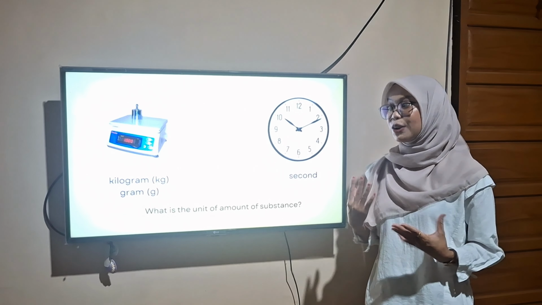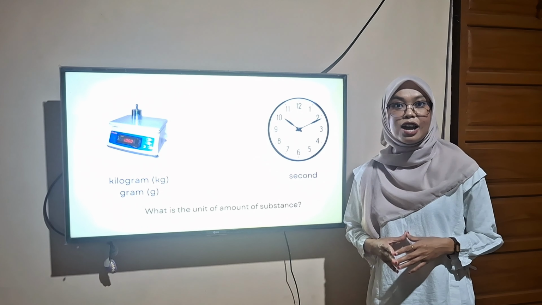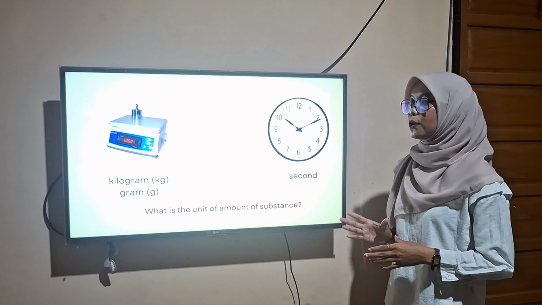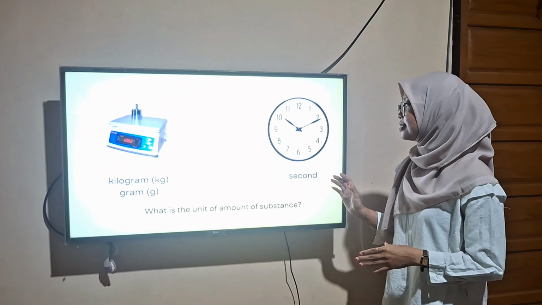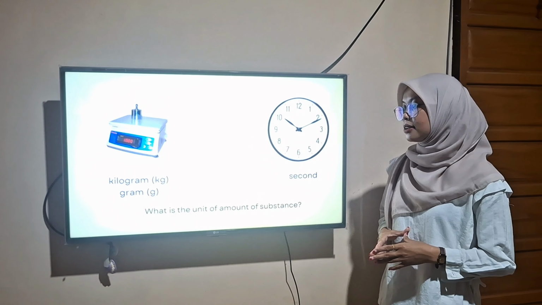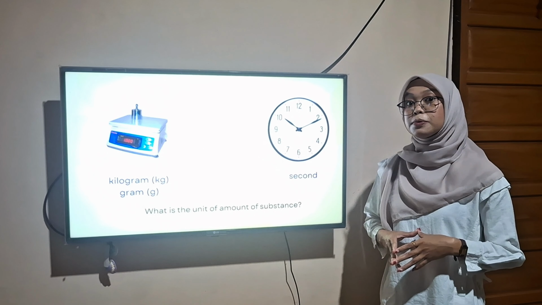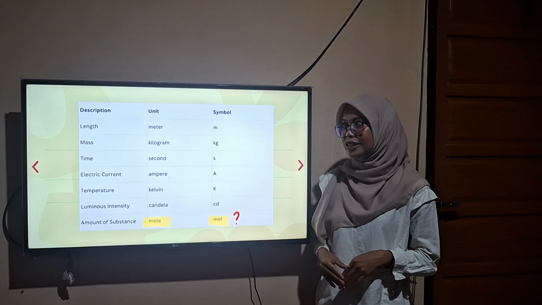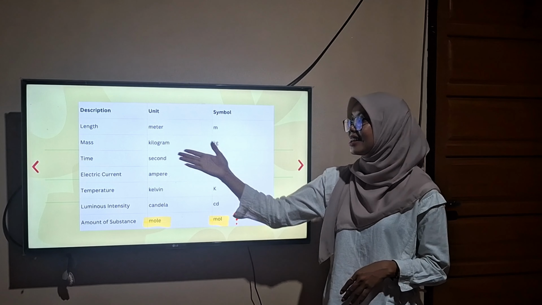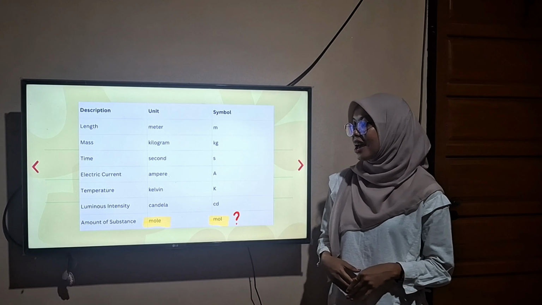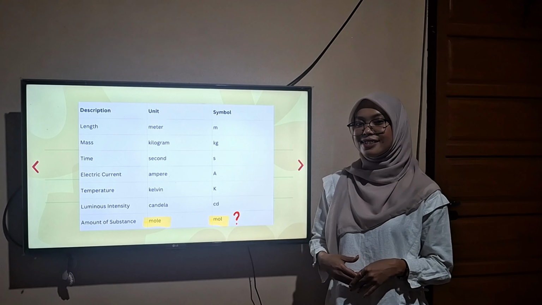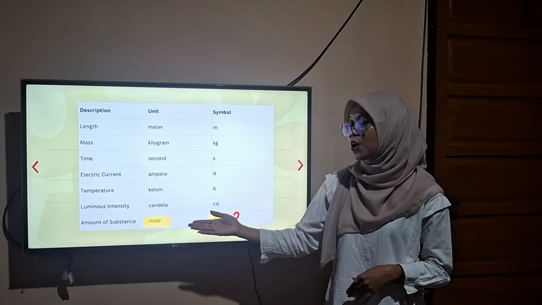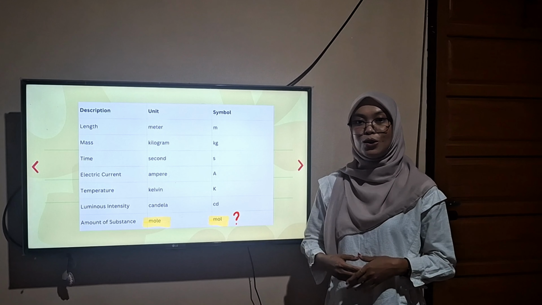In science, every quantity has its own unit. For example, kilogram or gram for mass and second for time. And what's the unit of amount of substance? In the international standards of units, we have the units for length, mass, time, and the others. And how about the amount of substance? It's called mole.